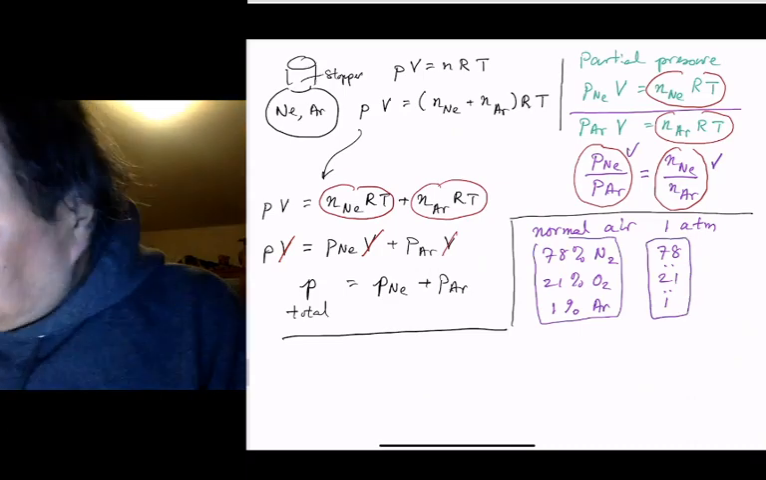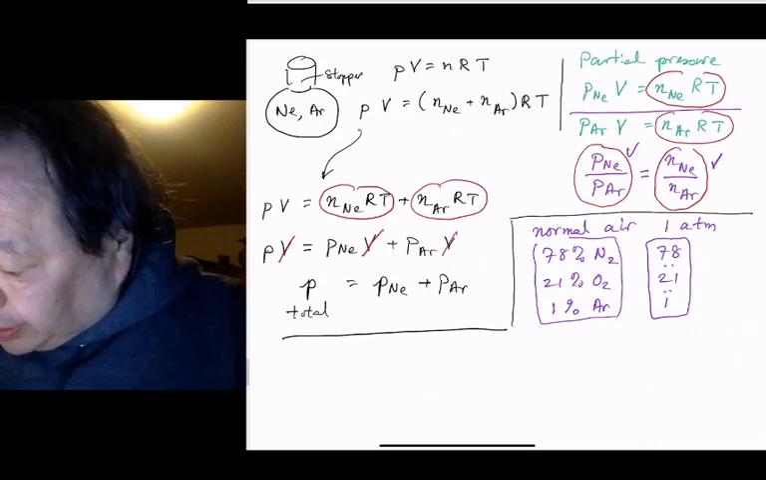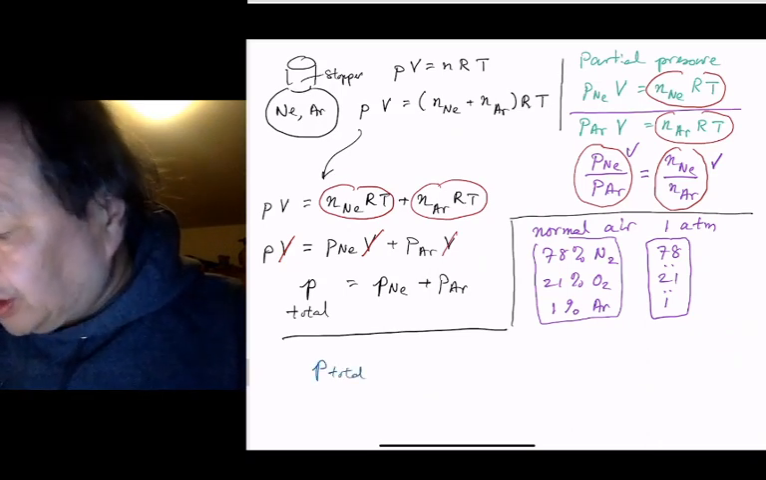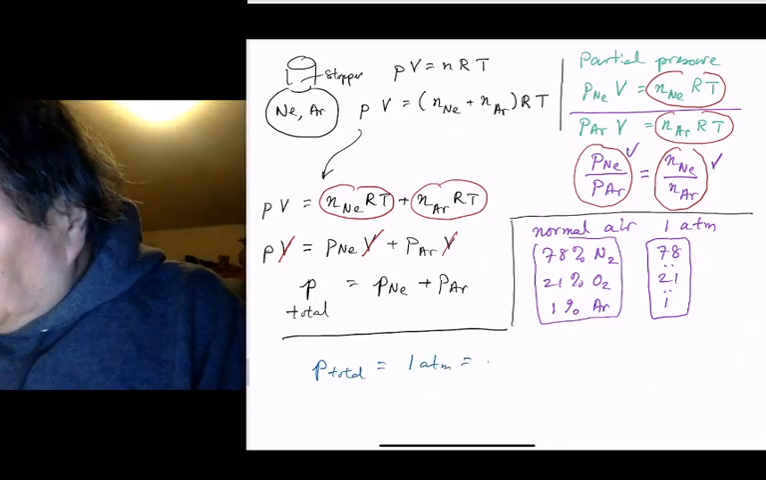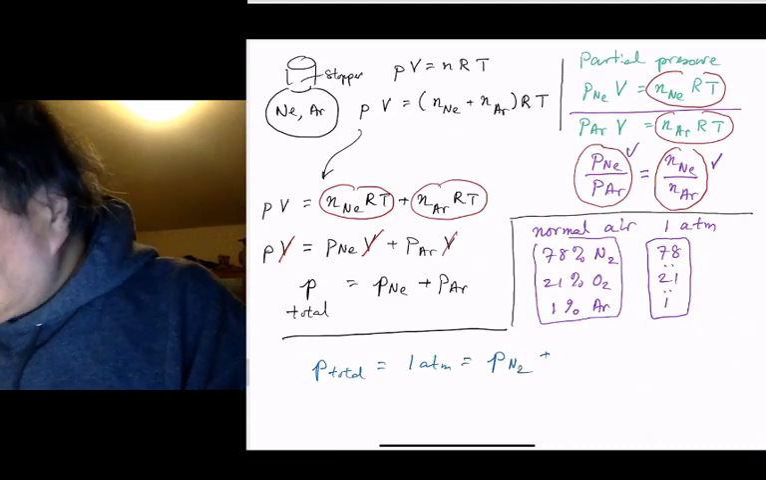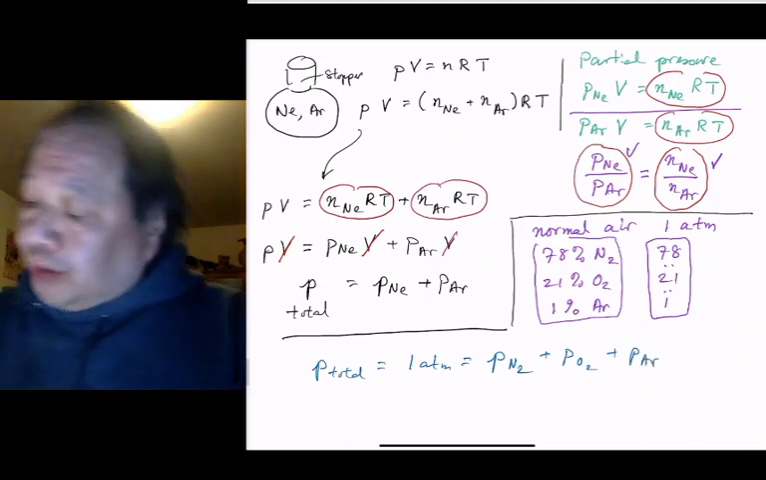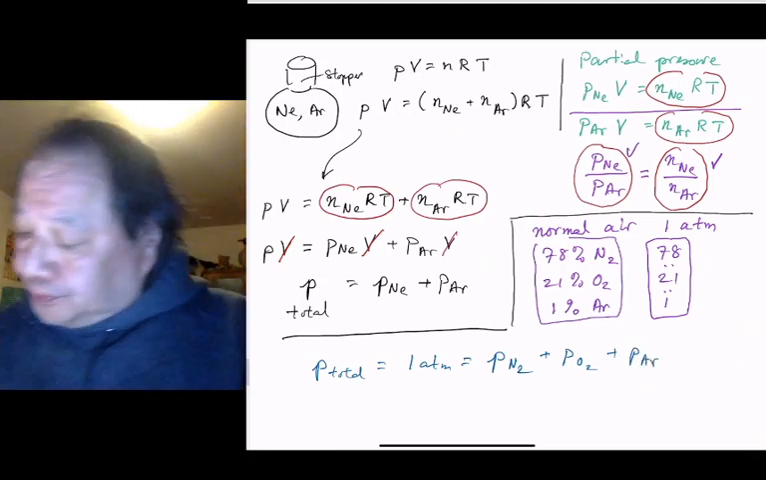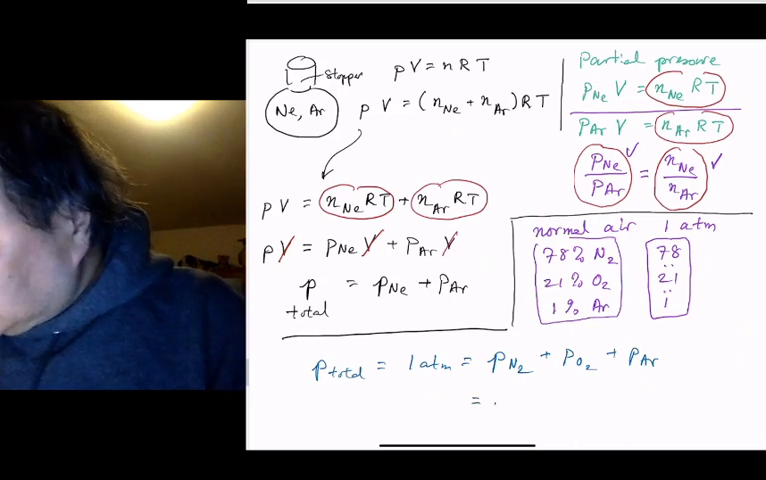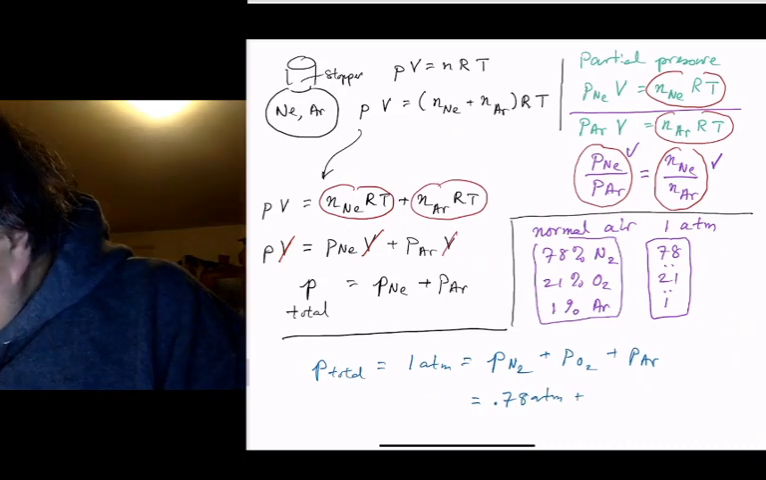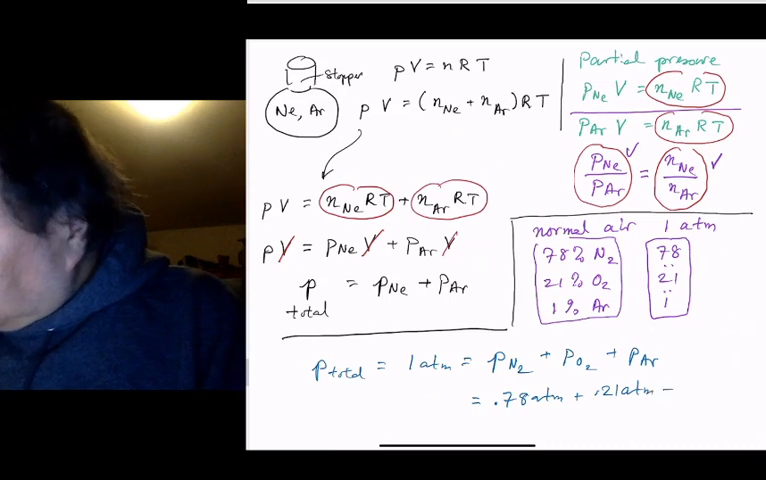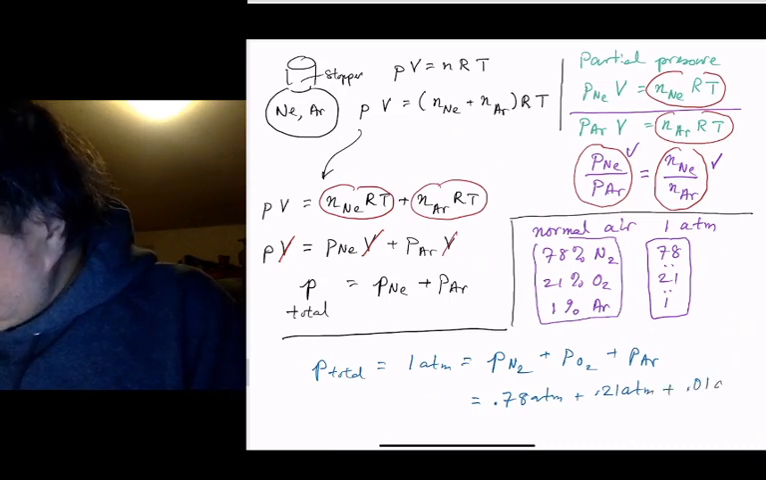We're just about done. The total pressure of air in the atmosphere is 1 atmosphere, and it's going to be the sum of the partial pressures: the partial pressure of N2, plus the partial pressure of O2, plus the partial pressure of argon. And they're in the ratio of 78 to 21 to 1, which means this is 0.78 atmospheres, and the partial pressure of O2 is 0.21 atmospheres, and the partial pressure of argon is 0.01 atmospheres.